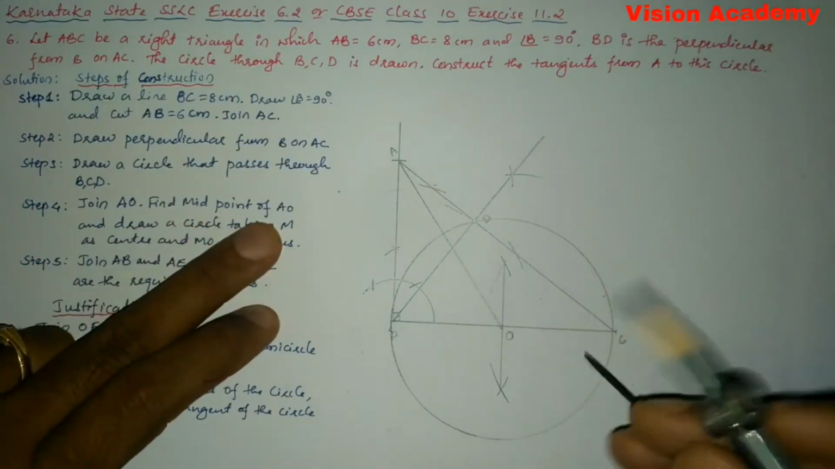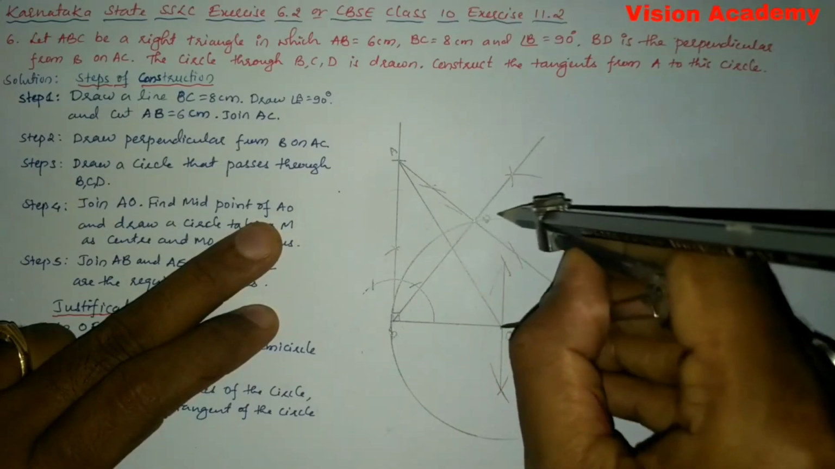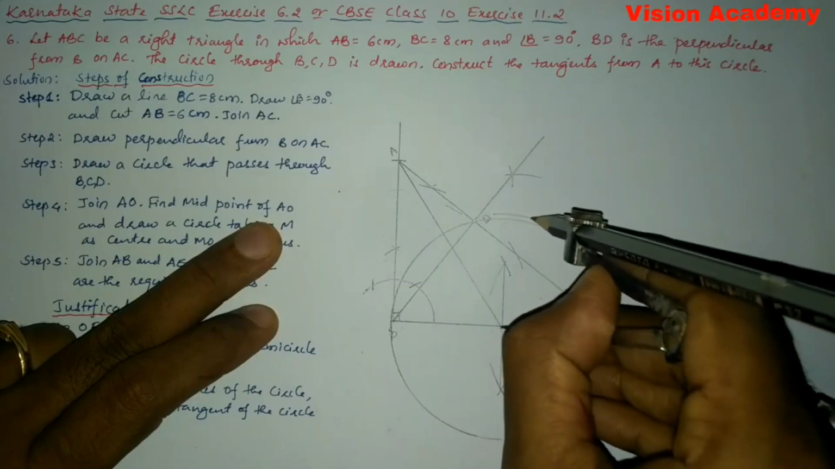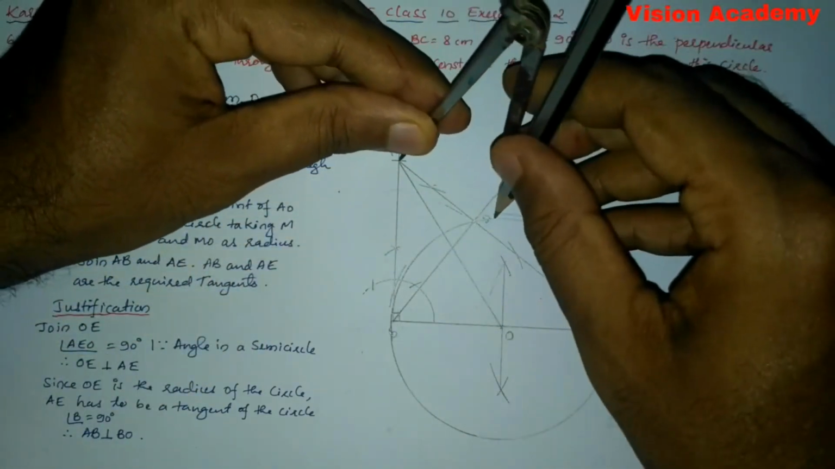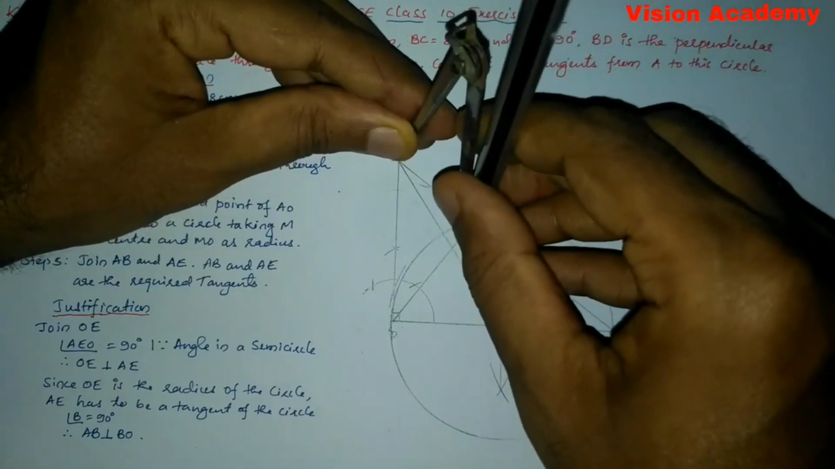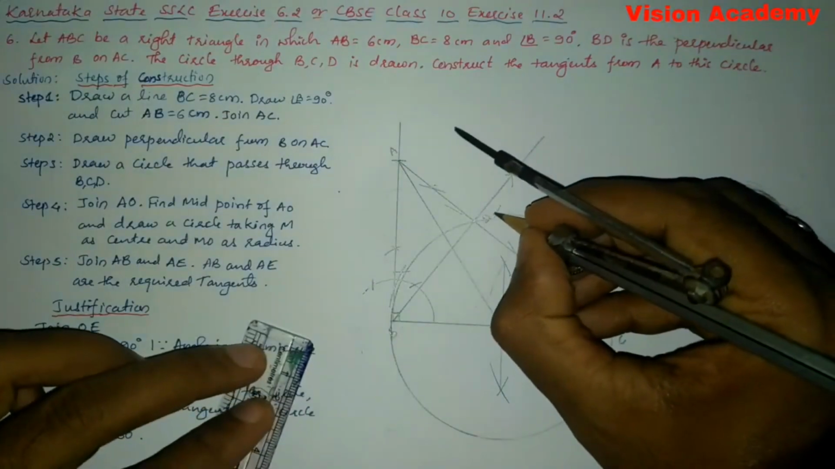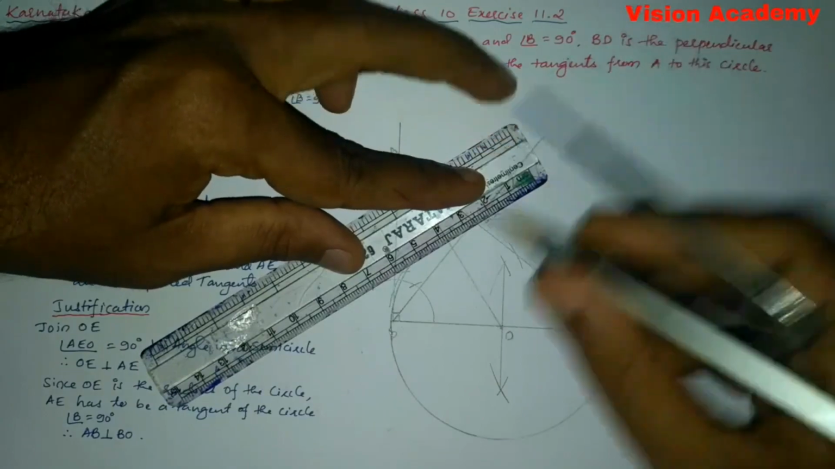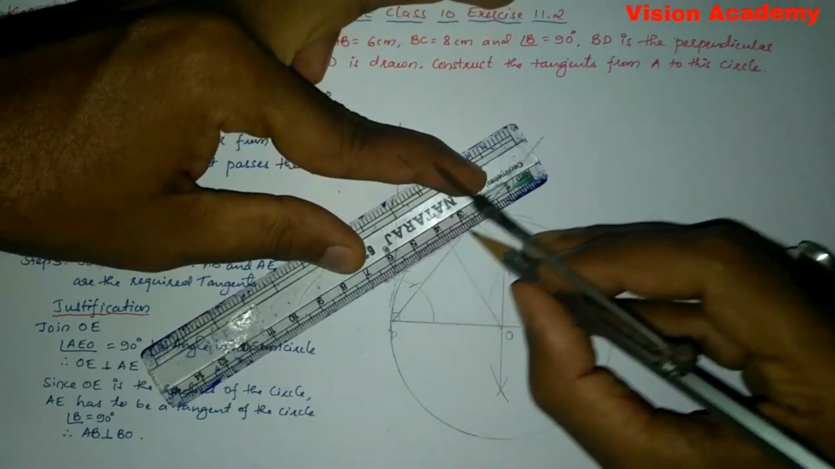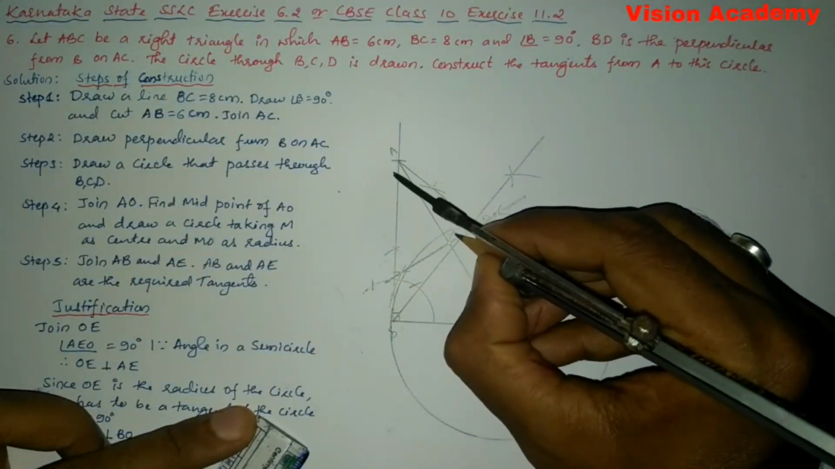Find the midpoint of AO. In order to find the midpoint of AO, we have to take a length more than half of this and draw one arc here and another arc here. Keeping on point A, let us cut it here and cut this arc here. So we got 2 points. Let us draw a straight line and consider this point as M.